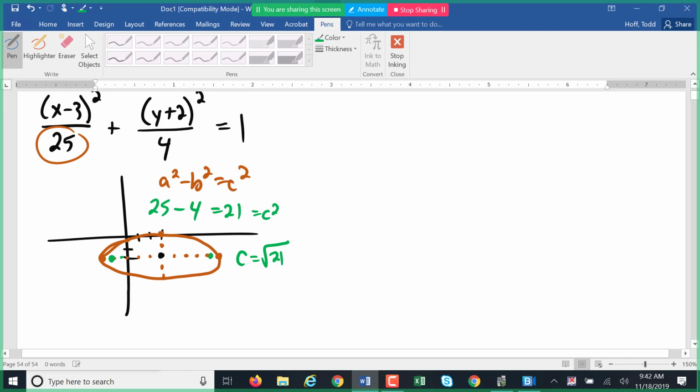for my foci. So that would be at 3 minus the square root of 21, comma, negative 2, and 3 plus the square root of 21, comma, negative 2, are the foci.